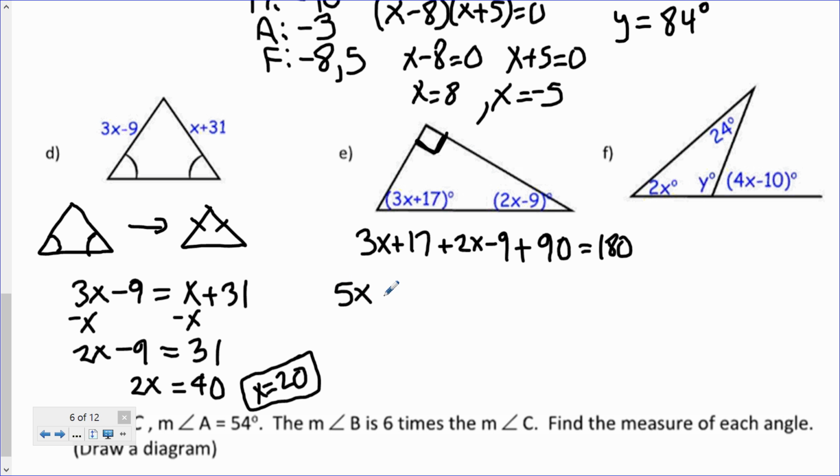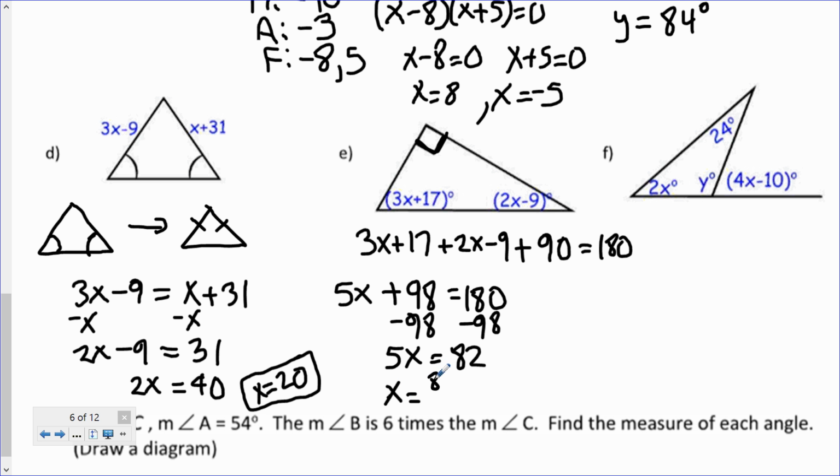2x and 3x is 5x. 17 minus 9 is 8, but 8 plus 90 gives me 98. So then I subtract 98 from both sides. We get 5x equals 82, and then divide by 5, and we're going to have a decimal number. You can leave it as a fraction, 82 over 5.